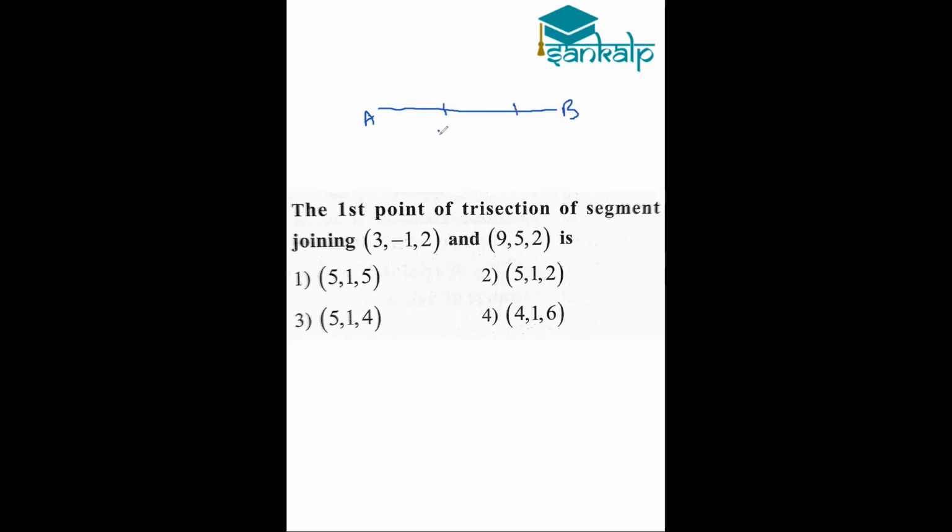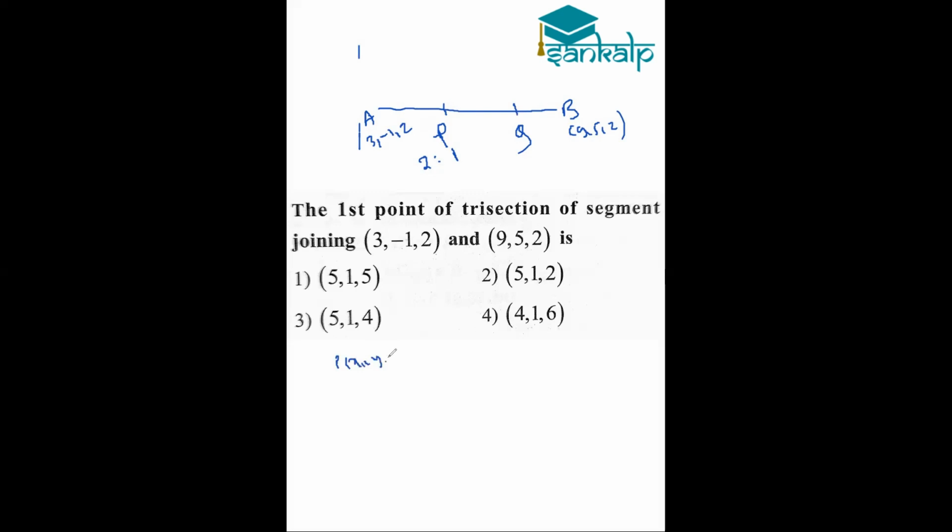They are asking us to calculate the coordinates of the first point of trisection. Suppose P and Q are the points of trisection. So they are asking us the coordinates of P. The point P is dividing AB in the ratio 2:1. So by using the section formula for the given points, the point A is (3, -1, 2) and the point B is (9, 5, 2). Applying the section formula, we can calculate the coordinates of the point P.